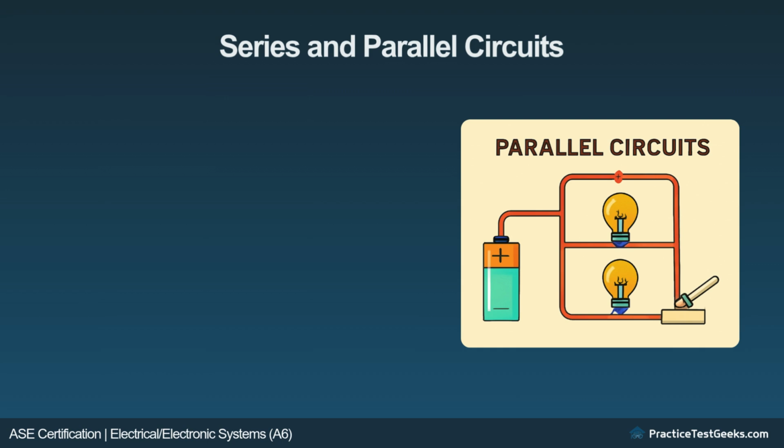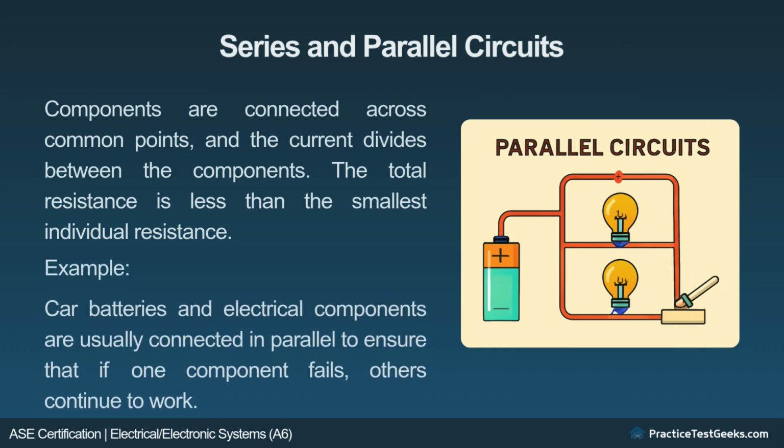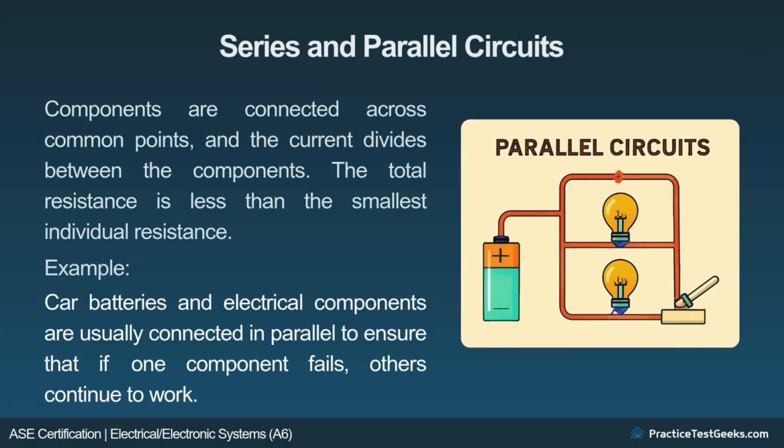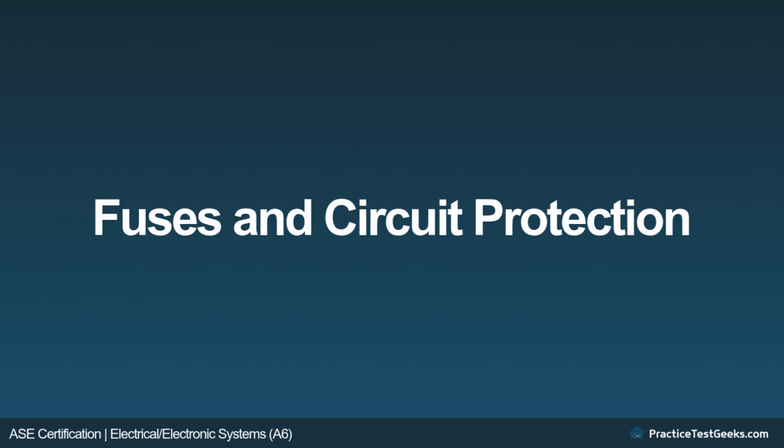Parallel circuits. In a parallel circuit, components are connected across common points, and the current divides between the components. The total resistance is less than the smallest individual resistance. Example: car batteries and electrical components are usually connected in parallel to ensure that if one component fails, others continue to work.